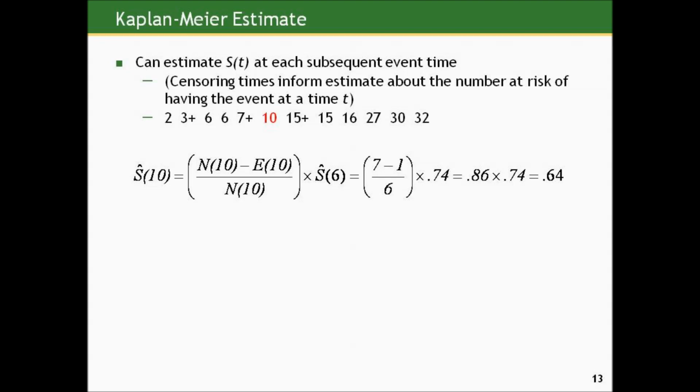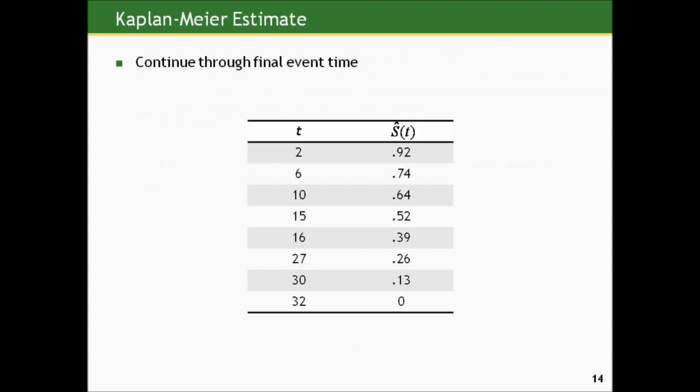So what proportion of the original sample did we estimate was still around right before we got to time 10? Well, it was the 74% we estimated who made it beyond time 6. So 6 out of 7 of the 74% who could have had the event at time 10 did not. When we put that together, that 86%, which is 6 out of 7, of the 74% of the original sample who could have had the event at time 10 did not, which translates into 64% of the original sample surviving, or remaining death-free, beyond 10 months.